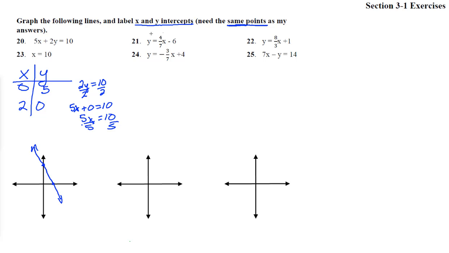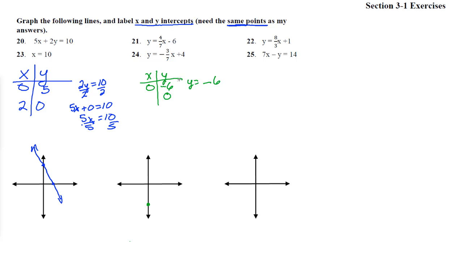All right, the next one, number 21, we stick in 0 for x and y. So let's stick in 0 for x. Let's get the y-intercept. y equals 4/7 times 0, gone, minus 6. y is a negative 6. That's nice. There's a negative 6 right there.